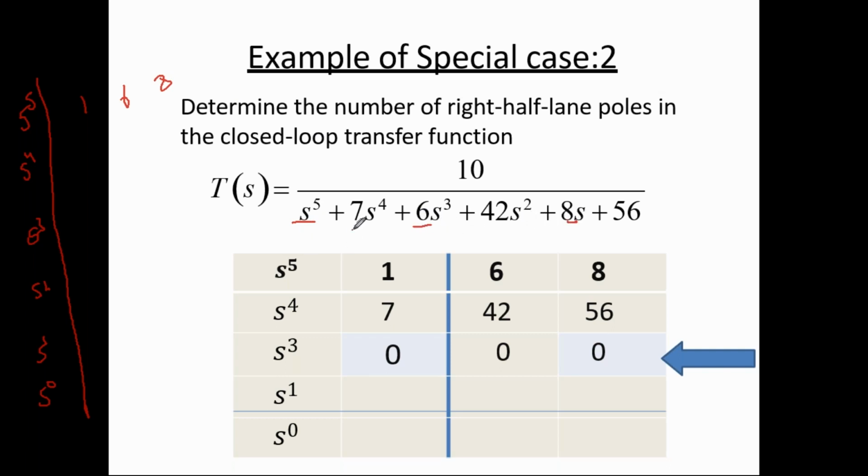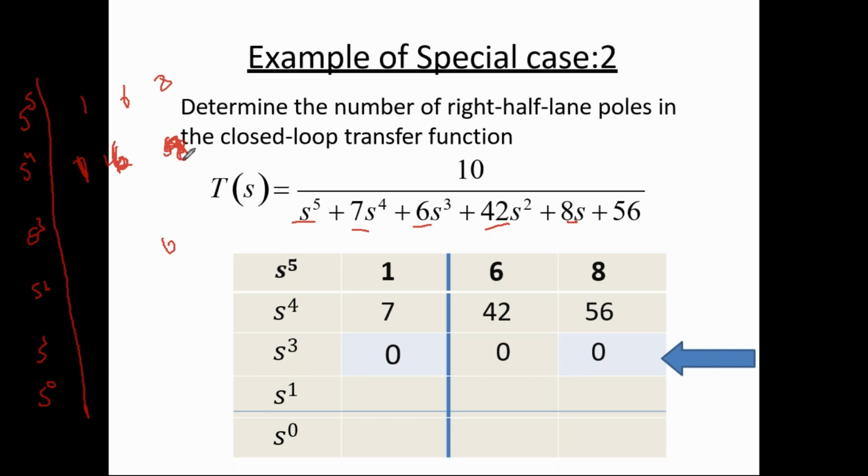Next, second row: 7, 42, 56. 7, 42 and 56. Is there any simplification? 7, 7 6 42, 7 8 56. If you divide by 7, what do you get here? 7 1 is 7, 7 6 is 42, 7 8 is 56, so the row becomes 1, 6, 8.